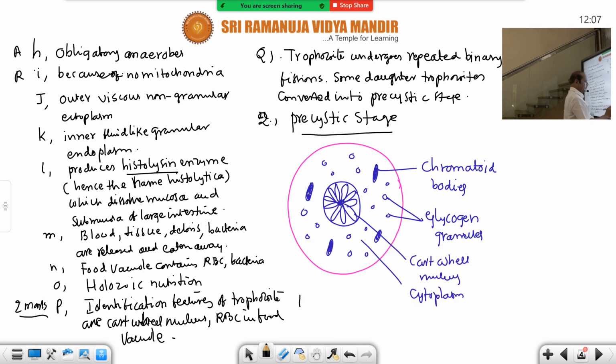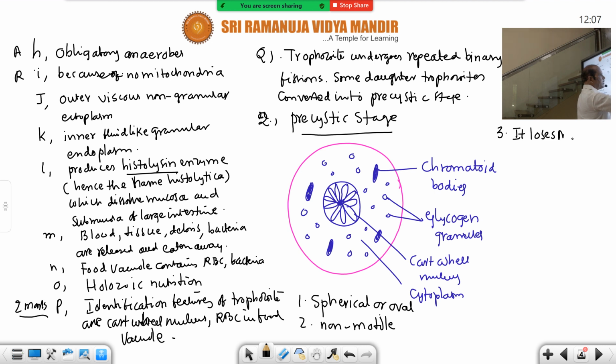Pre-cystic stage characteristics: it is spherical or oval. It is non-motile, whereas the trophozoite is motile. Motile means it moves. This is non-motile because there is no pseudopodium. It loses the pseudopodium, the monopodium. A single pseudopodium is present, hence it is called monopodium. It is a blunt finger-like structure, hence it is called lobopodium. That is absent in the pre-cystic stage. It is a non-motile, non-feeding stage.